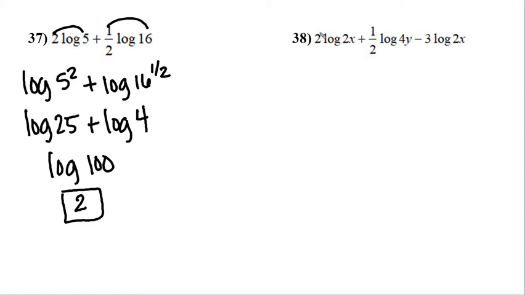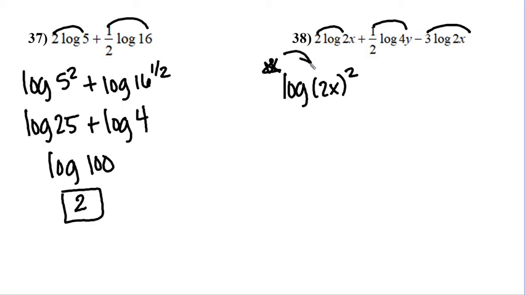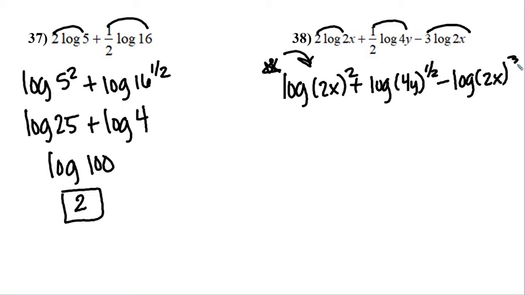Number 38. Again, I'm going to bring that up. My multiplier back up as a power. So I have log of 2x quantity squared. Now, if you're going to mess up, that's going to be it, because you're going to square that x and not square that coefficient. So be super, super cautious. The same in the next one. So I have log of quantity 4y to the 1/2 minus log of quantity 2x cubed.